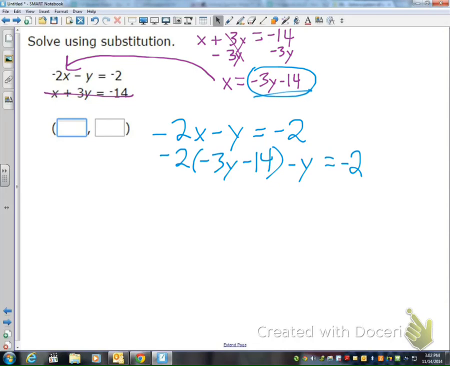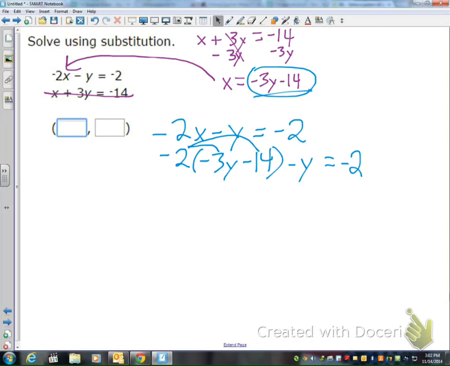Okay, so we solved for x in the first equation, or the second equation, I should say, and then we plug that x value in here, which gives us this, and now we have to solve this. But now we can solve it because it has just one variable, right? It has more than one of them in there, but they're all y, so I can solve it. So I'm going to do distributive property.